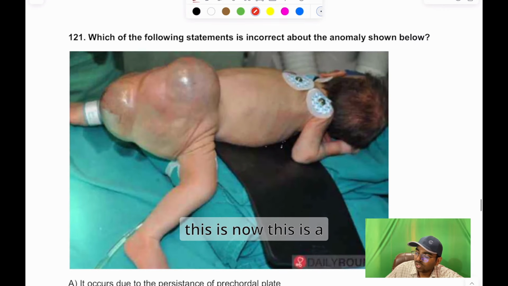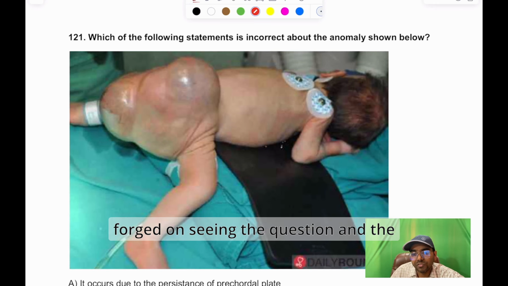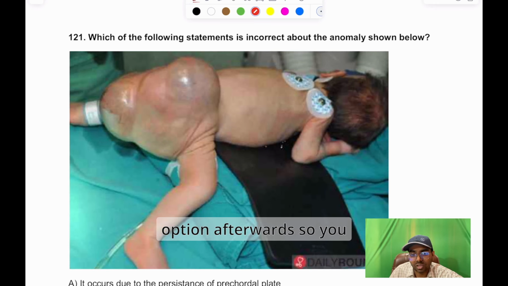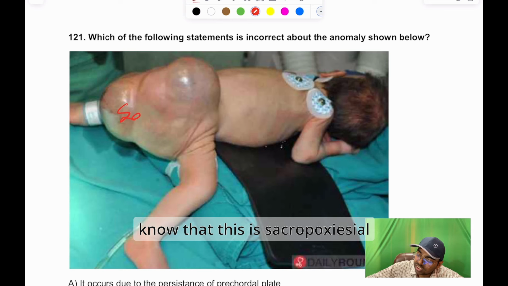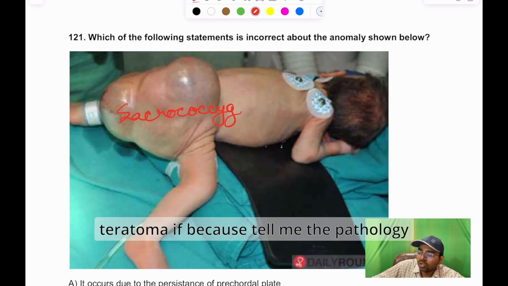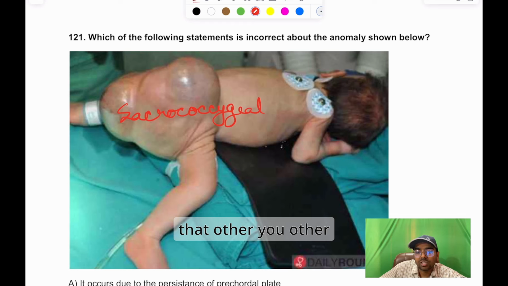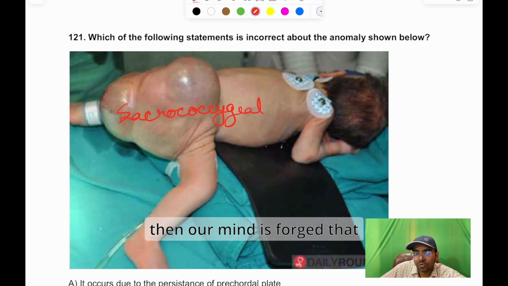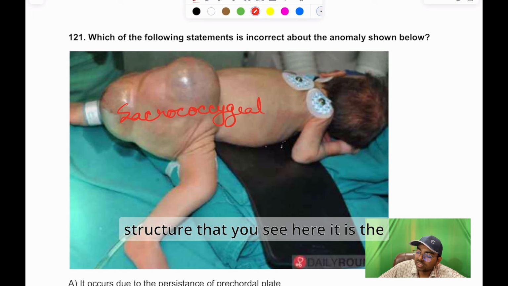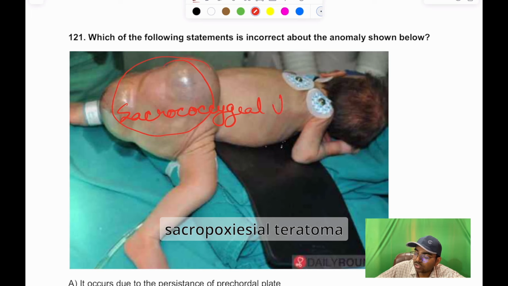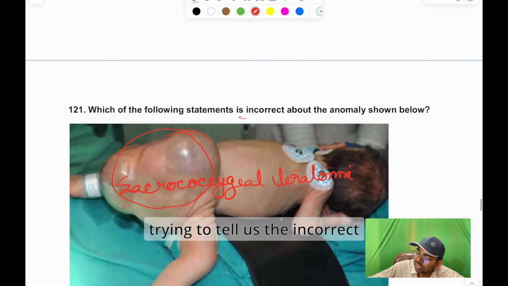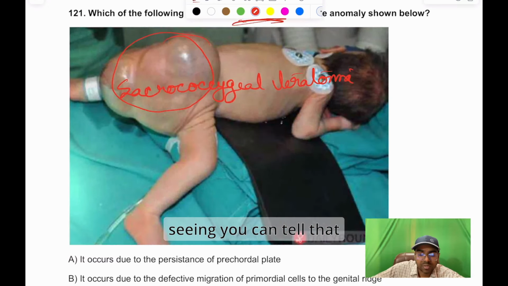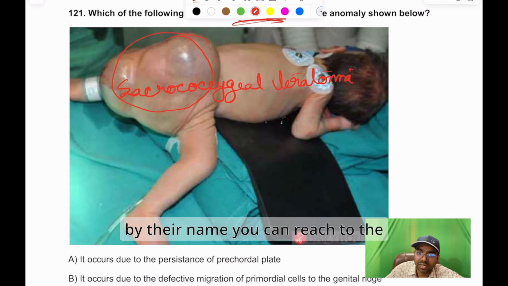Now again, this is a question that many of you will be fogged on seeing the question and the options afterwards. So you know that this is sacrococcygeal teratoma. Tell me, what other pathology would you think here? But just because we see the question, our mind is fogged as to what it can be. Just apply common sense. What is the structure that you see here? It is the sacrococcygeal teratoma that you are most likely going to see. So they are asking us to tell the incorrect one. Now I have told you that by seeing you can tell that this is teratoma, and by the name you can reach the answers.